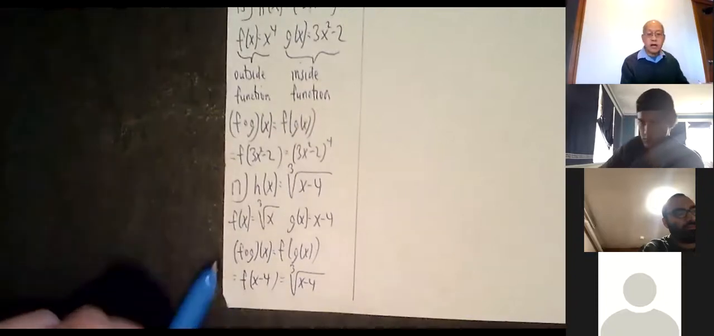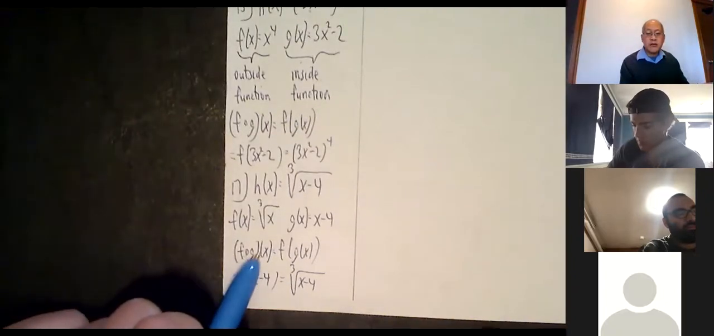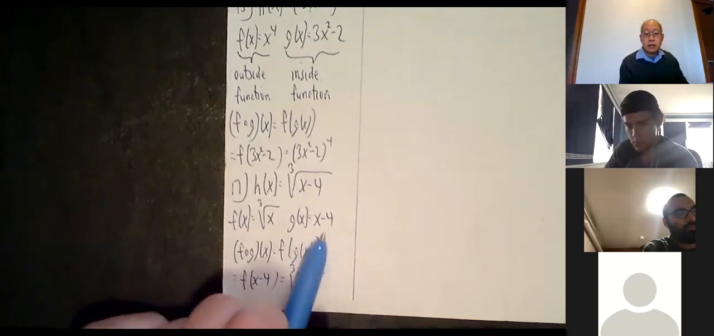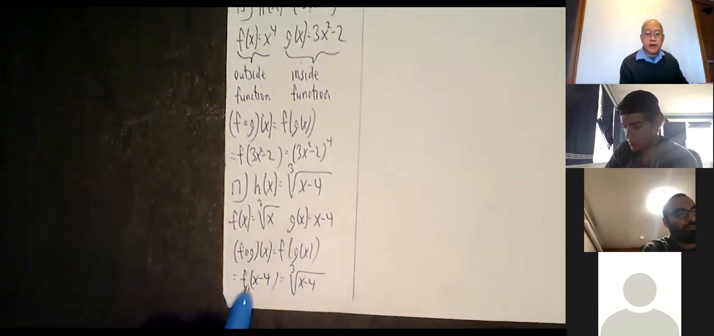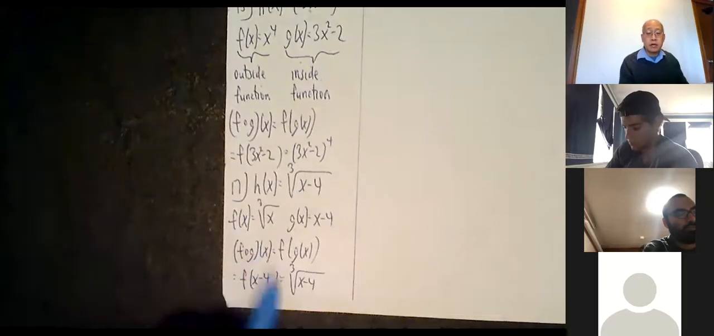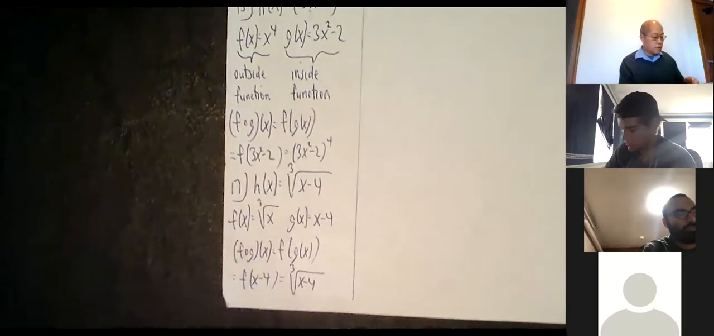Okay, and a quick double check. f circle g of x, f of g of x. g of x is x minus 4, so I'm doing f of x minus 4. And what does f do? f takes the cube root of whatever's behind my blue pen here. So cube root of x minus 4. And there we go.